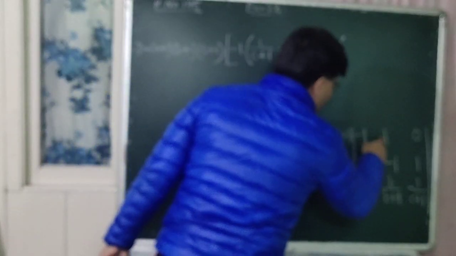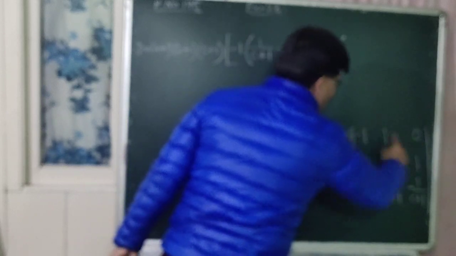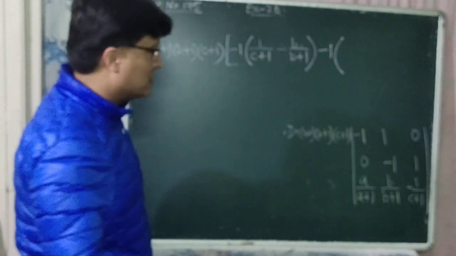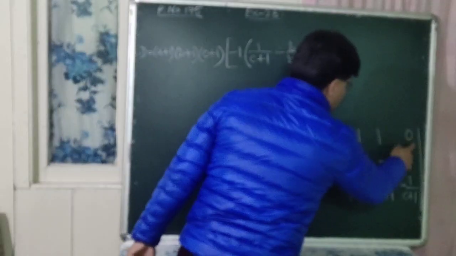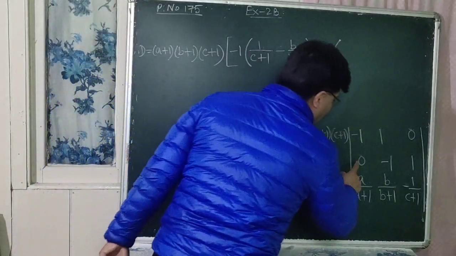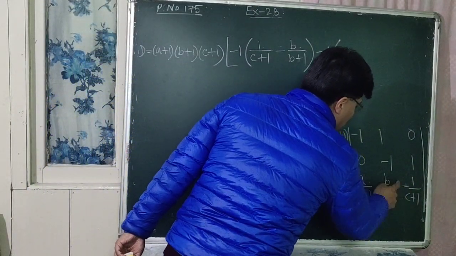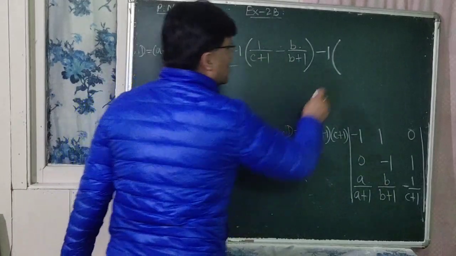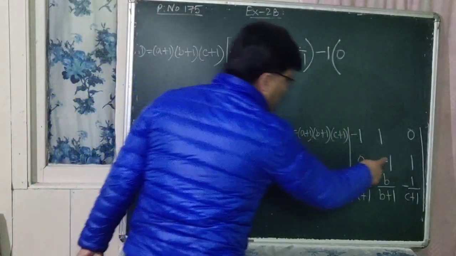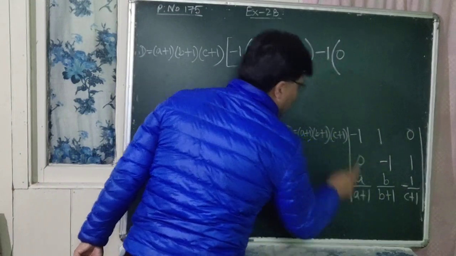So now when you consider this one, you have to delete the row and the column through this element. That is, the first row and second column are deleted. That means minus 1, 1, 0, and 1, minus 1, and b by b plus 1. Now cross multiply by 0, and minus 0 into minus 1 upon c plus 1 is always 0. Right? Then cross multiply by 1 by a plus 1.